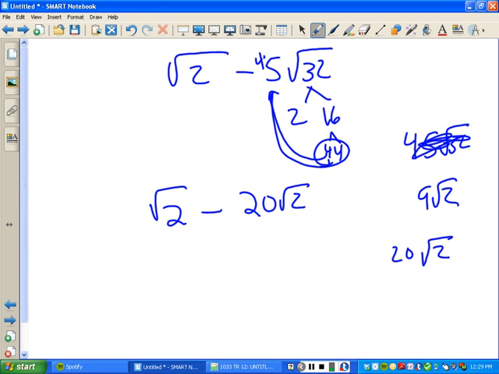Okay. Once you do this, what do you get? Negative 19 square roots of 2. Why do you get negative 19? You gotta subtract the 1 from the 20. There's an invisible 1 there in front. 1 minus 20 is negative 19 square roots of 2. Where's the invisible 1? Right in front of the square root of 2.